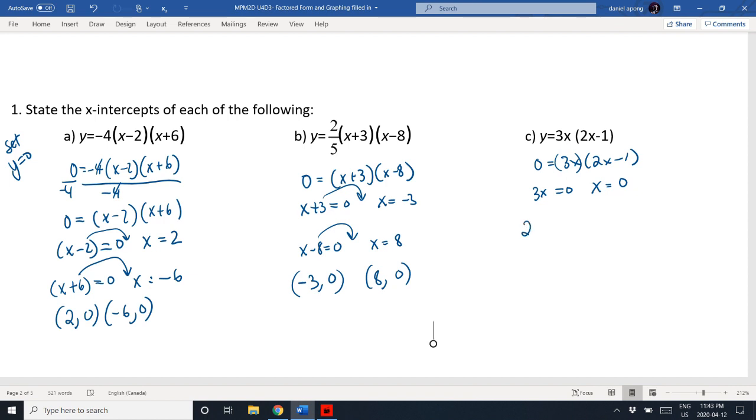And if we look at our next factor bracket, 2x minus 1 is equal to 0, then we just have to make x equal to 0. So we're going to move this over here. We're going to get 2x is equal to positive 1 when we move it over to the other side. Then divide both sides by 2 to get rid of the 2 on this side. So x is equal to 1/2. So our x-intercepts are going to be (0, 0) and (1/2, 0).